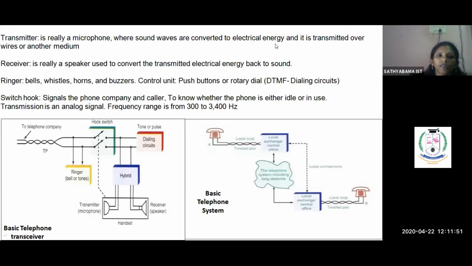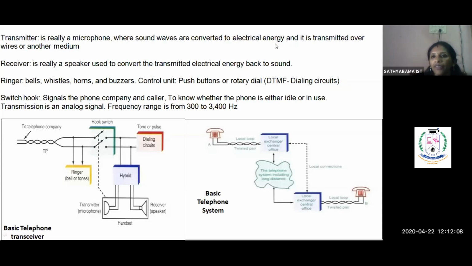Okay, the receiver is nothing but the speaker. The speaker is used to convert the transmitted electrical energy back to sound energy. And the ringer is nothing but the mode of communication, whatever we are getting by ringtones or whistles or bells or horns. These are your ringer.